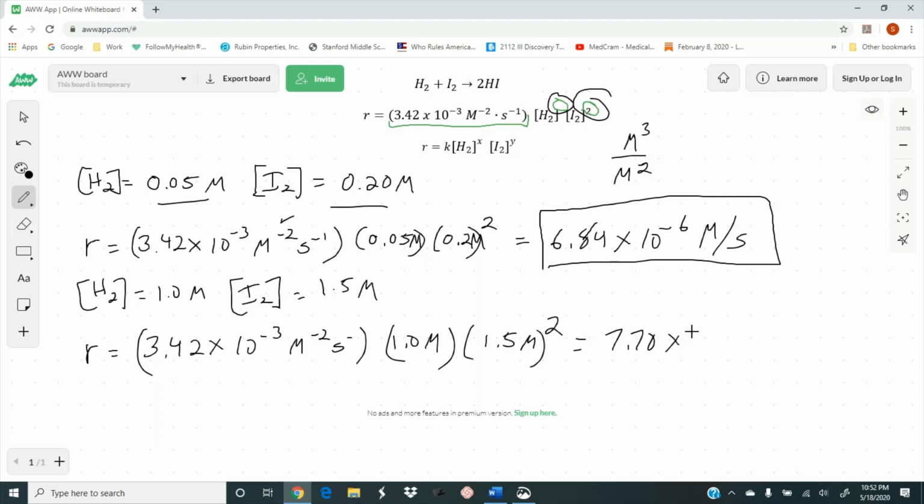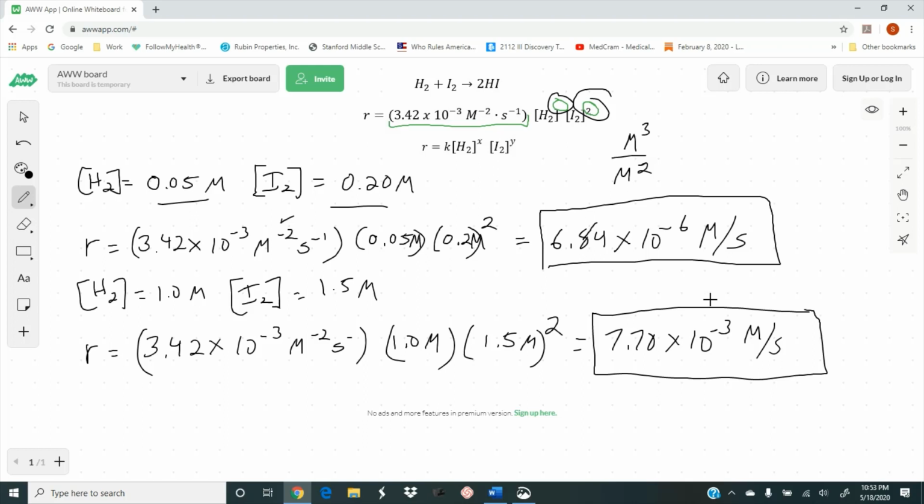7.70 times 10 to the minus 3. And my units, again, are molar per second. Once again, the units come from molar to the second power, molar squared, times another molar, molar to the third, multiplied by molar to the negative second. Really just add exponents. Negative 2 plus 3 is a positive 1.